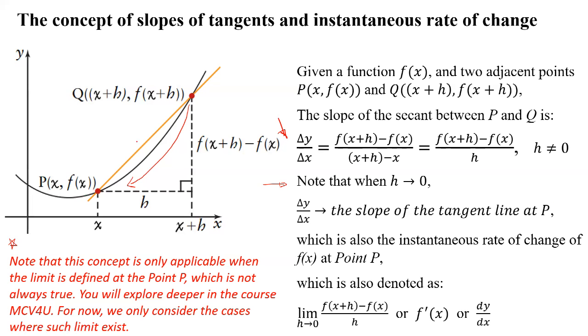So let's make a summary. We have 2 adjacent points along the curve, and when h approaches 0, the slope of the secant line will approach the slope of the tangent line at P, right? Which can be calculated as the limit as h approaches 0 of (f(x+h) minus f(x)) over h, which can also be denoted as the first derivative of f(x), or dy over dx. Okay, so let's use some example questions to illustrate this concept.